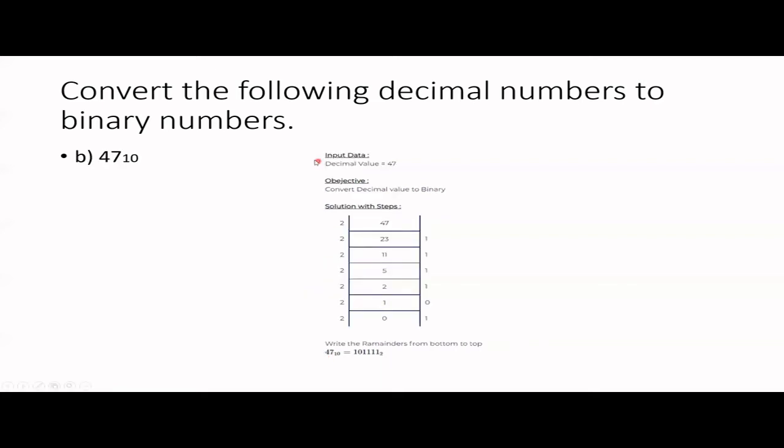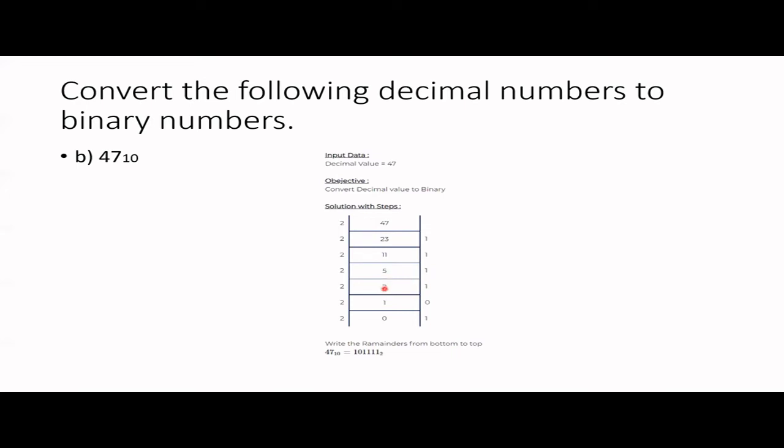Next one, 47. So how to do it? Same thing. 47 you divide by 2. For the 4, it's 2. For the 7, it's 3. 1 is remaining. You put the remainder here. And 23, you divide by 2. That's 11. 11 into 2 is 22. You have 1 remainder. 11, again, you divide by 2. It's 5, and there's 1 remainder.